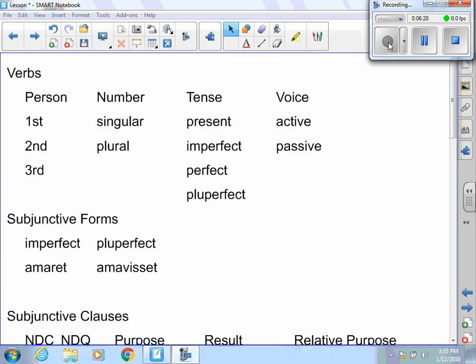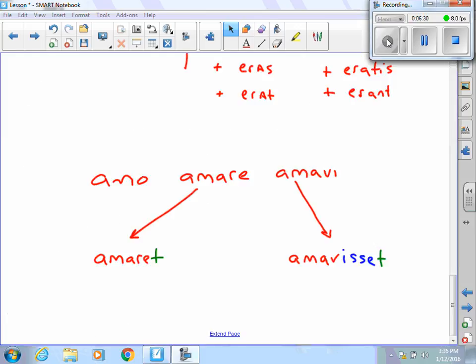Here you can see what I've done. I've taken my principal parts of to love, amo, amare, and amavi. I've taken amare down and I've added a T. That is imperfect subjunctive. I'm finished. I've taken amavi, I've added the isse, and then I've added the T to come up with the pluperfect subjunctive. They're going to ask you about those forms at least a couple of times, so make sure you're good with those.